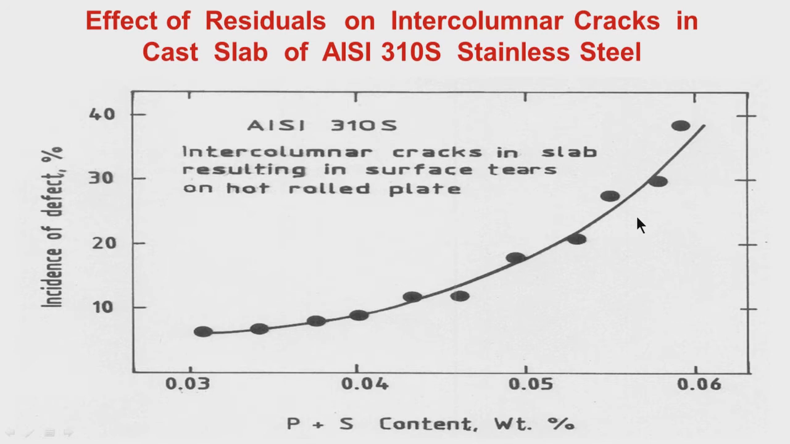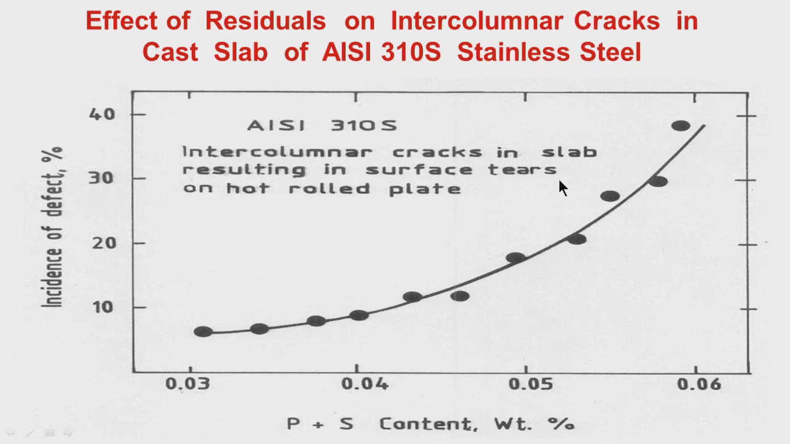Then I have mentioned for an austenitic solidification situation like AISI 310S, which is a totally austenitic grade at all temperatures. At start of solidification it is austenite, during solidification it is austenite, after solidification it is austenite and continues to be austenite. In such grades microsegregation is relatively more because of austenitic solidification. So, here the control of phosphorus and sulfur assumes much importance. The phosphorus and sulfur have to be controlled to reduce the incidence of intercolumnar cracks in slab.